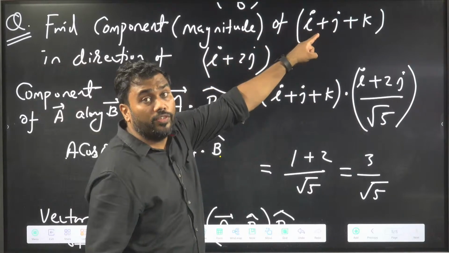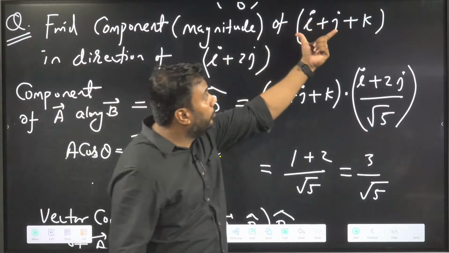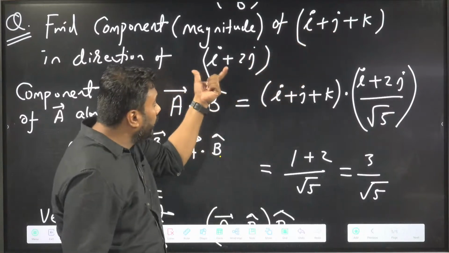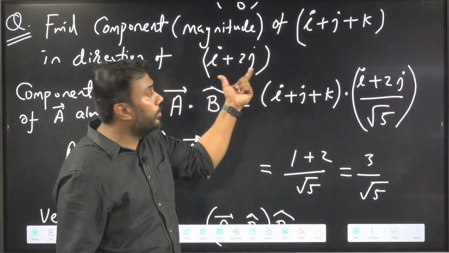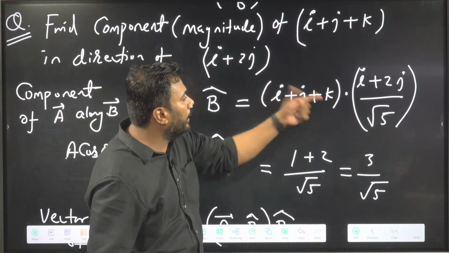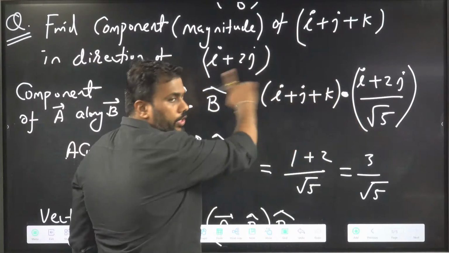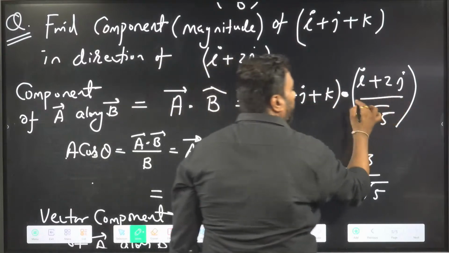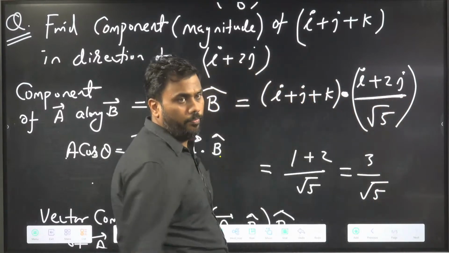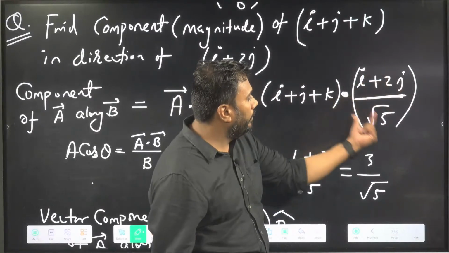To get the component of this in this direction, I will take the dot product of this vector with the unit vector of this direction. So take the dot product of I cap, J cap, K cap with the unit vector. How to get a unit vector? A vector divided by its magnitude. So I cap plus 2j cap divided by the magnitude of this.